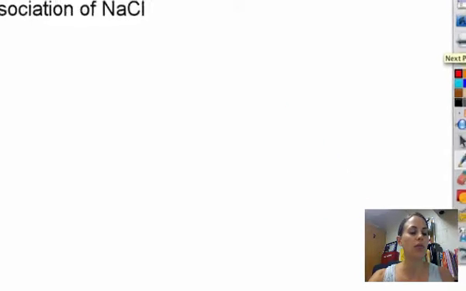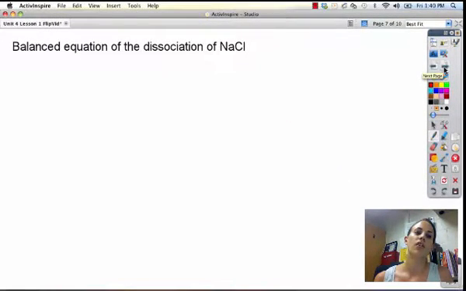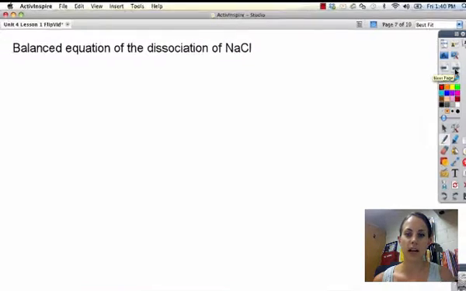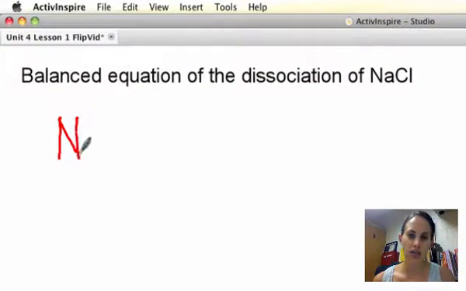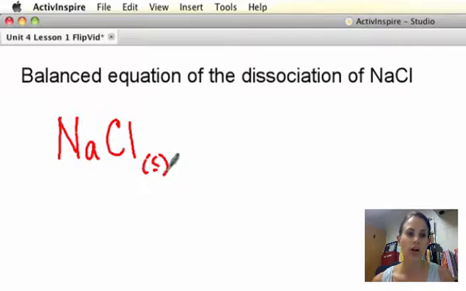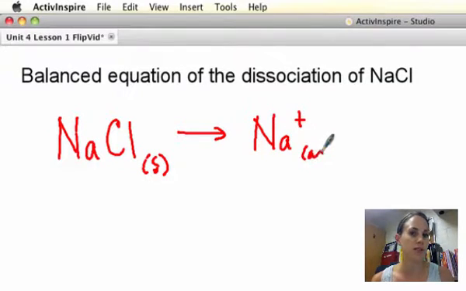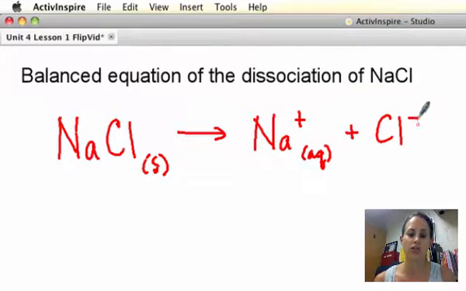So from this we can write balanced equations for the dissociation of NaCl. And this isn't a chemical reaction here. It's just dissolving in water. It's not reacting with the water. So all I need to do is break it apart. Sodium chloride as a solid dissolves into sodium ions, which are positively charged. They're aqueous because they're dissolved in the water. And chloride ions, which are negatively charged, also aqueous. It's as simple as that. It's just a dissociation equation.